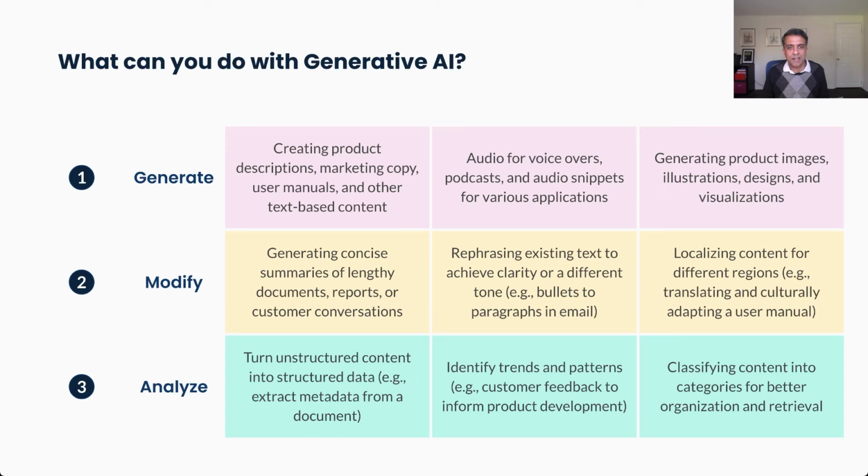Finally, Gen AI can be used to analyze existing content. It can turn unstructured content into structured data, extract metadata from documents, and identify trends and patterns in customer feedback or other data sources. You can hopefully start to see how you might use one of these three different categories of capabilities in your applications. Of course, you can also mix and match these capabilities.